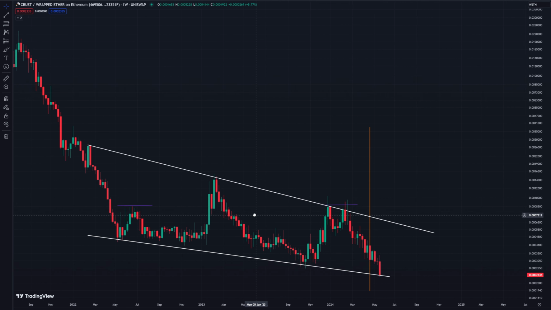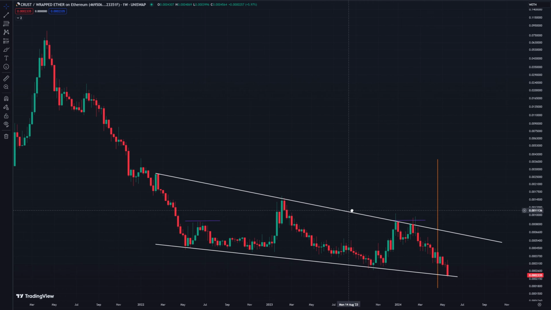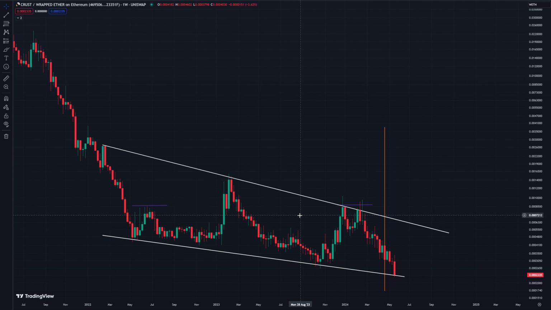However, this isn't too unusual. I mean, again, Ethereum is a bit of a blue chip. Most altcoins during non-bull run times are going to underperform Ethereum and Bitcoin. So while I'm saying this is a bad thing for Crust, it doesn't mean it's particularly unusual, although it definitely is more of a severe case than most.